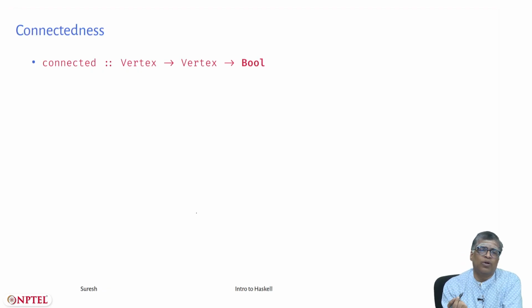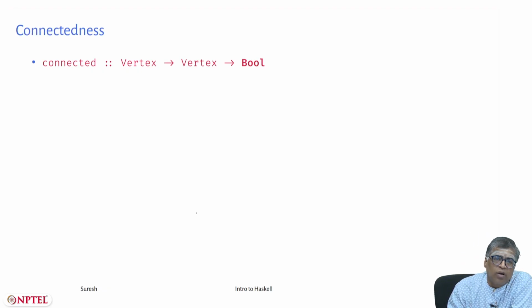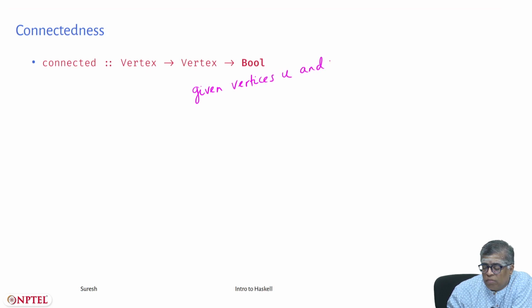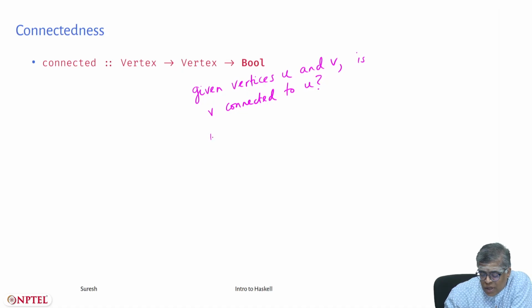And now we want to solve a problem, connectedness. This is a function of type vertex to vertex to bool. What it asks is, given vertices u and v, is v connected to u? Or in other words, is there a path from?